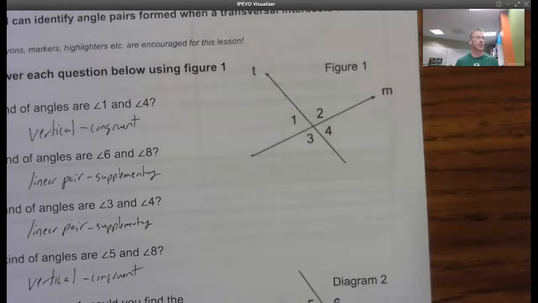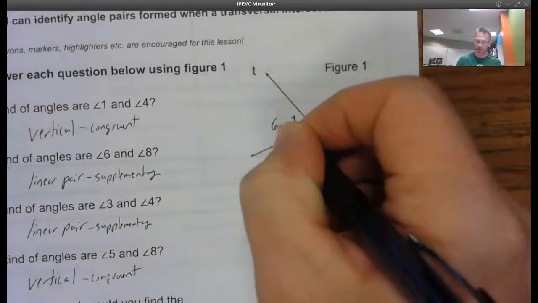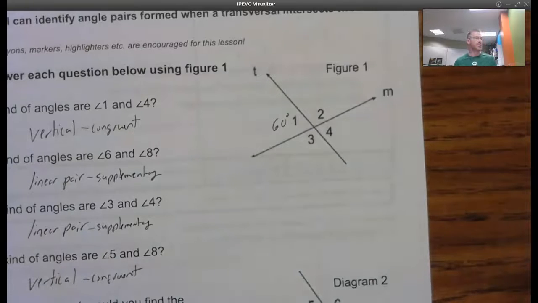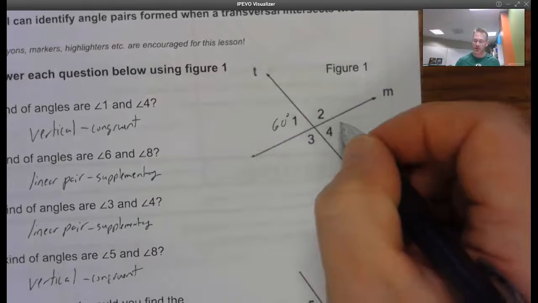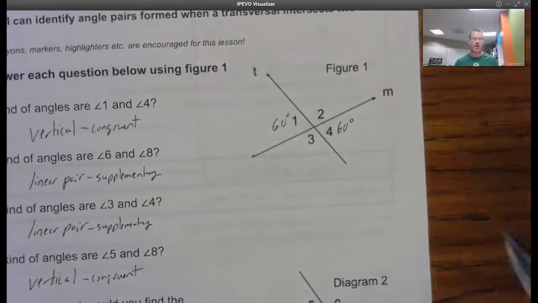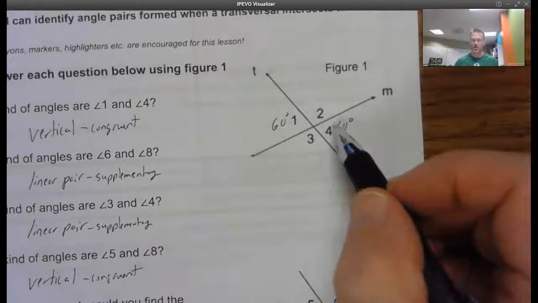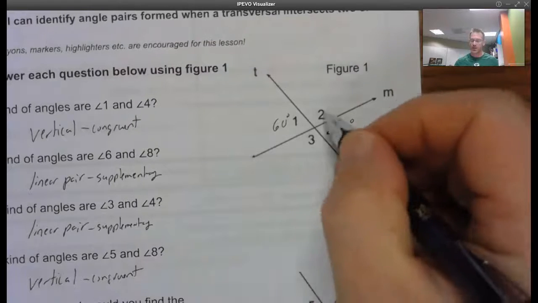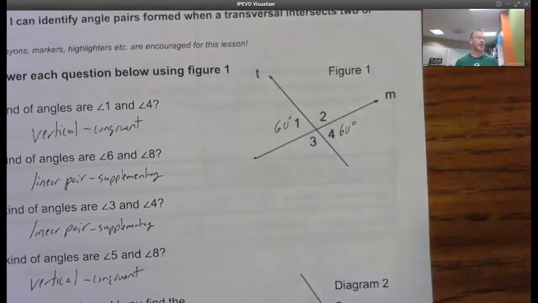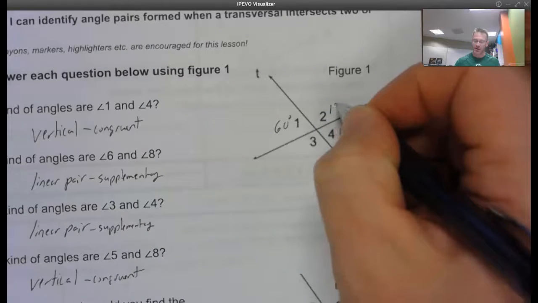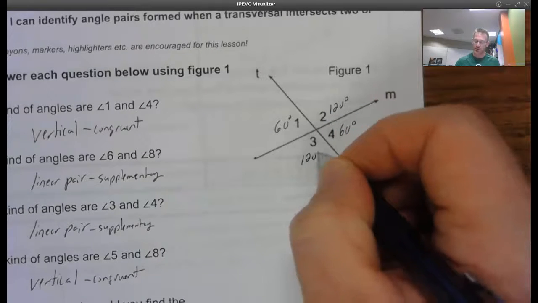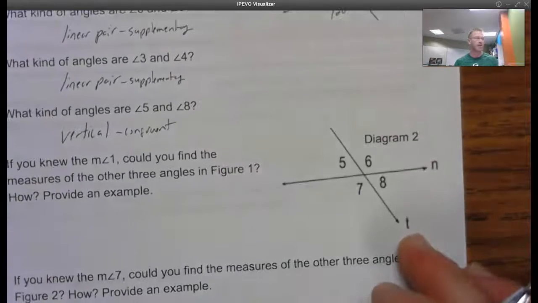I'm just going to make this really simple. I'm just going to make this 60 degrees. Well, if 1 is 60, we know 4 has to be 60 because they're vertical, therefore they're equal. And then we know these 2 angles are a linear pair, these 2 angles are a linear pair, so they're all supplementary when we look at the different linear pairs around figure 1. So that means that this would be 120 degrees and this would be 120 degrees. There's an example of that.